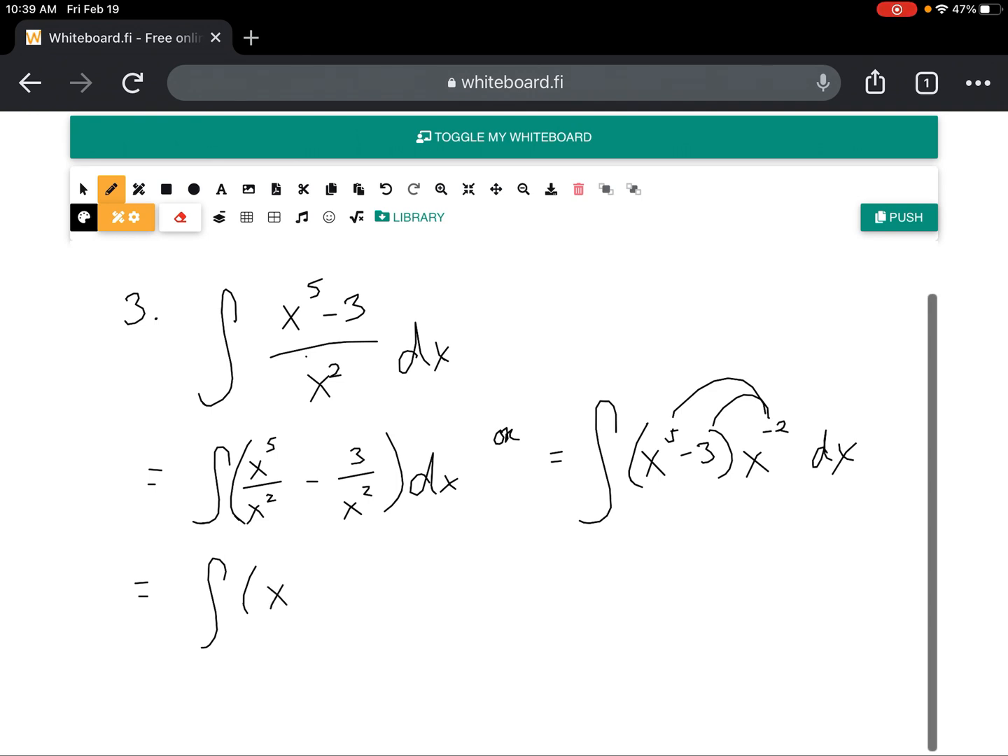Either way, the first fraction or the first distributing turns into x to the 3rd power minus 3x to the negative 2nd power. Then the dx at the end. We don't want to leave the fraction with the exponents on the bottom. We want to have negative exponents. From here, this looks kind of like a polynomial, so this is something we can absolutely take an integral of.